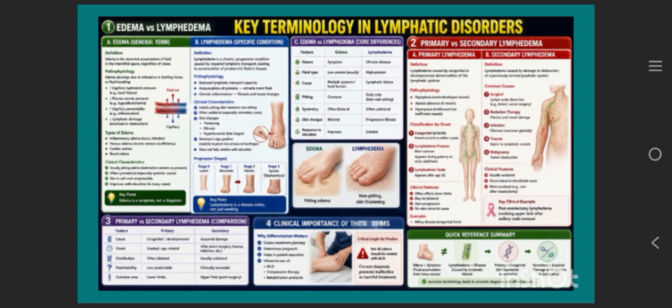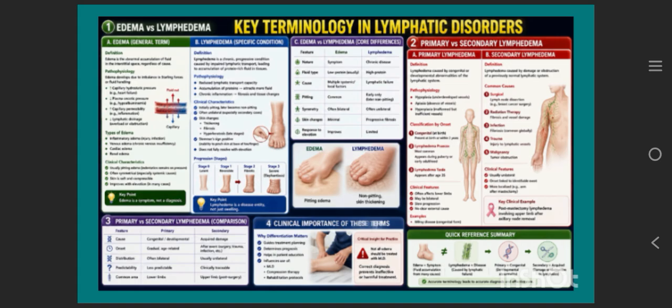Firstly, increased capillary hydrostatic pressure, for example in heart failure. Secondly, decreased plasma oncotic pressure, which may be caused by hypoalbuminemia. Thirdly, increased capillary permeability, which can be caused by inflammation. And decreased lymphatic drainage may be caused by overload or obstruction.